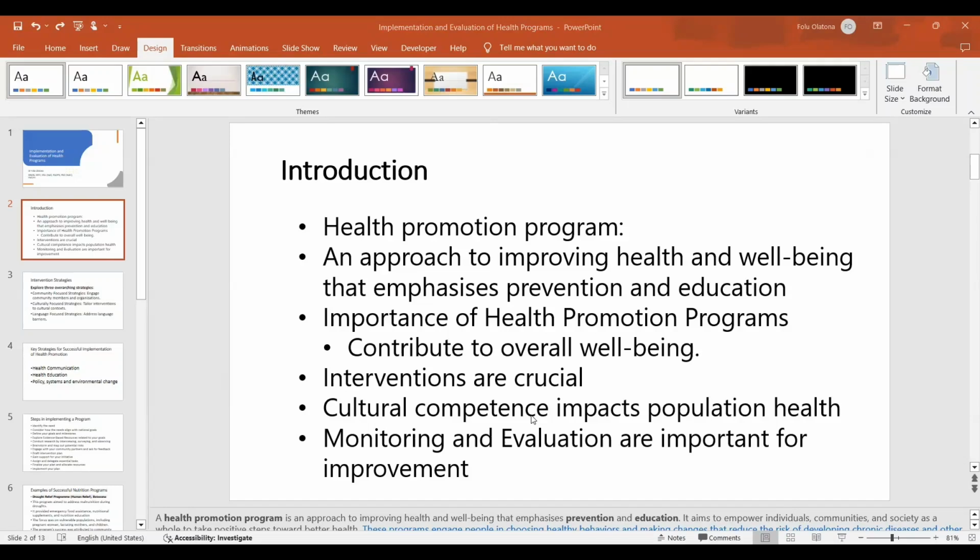It means that all the activities that are channeled towards prevention of health challenges and health education, those are the ones that we're referring to as health promotion program. And the aim is to empower people to be able to take positive steps towards better health by themselves. So this is an approach to improving health. There are other approaches like early treatment and other levels of prevention. But the focus of this lecture is, after designing a health promotion program, how do you implement and evaluate?